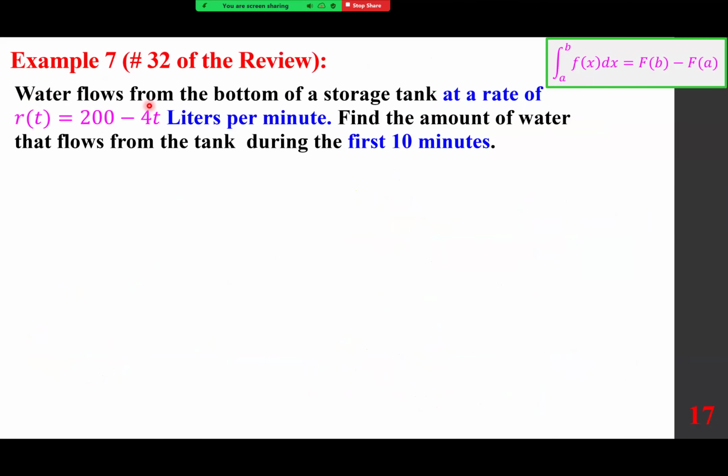Example number 7: water flows from the bottom of a storage tank at a rate of r(t) = 200 - 40t liters per minute. Find the amount of water that flows from the tank during the first 10 minutes.